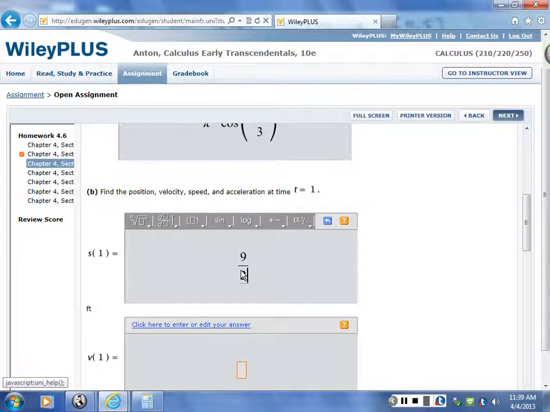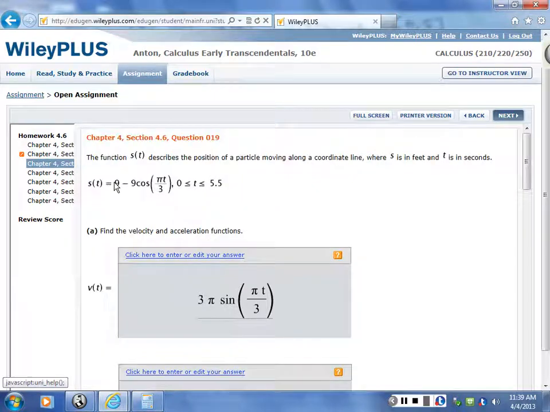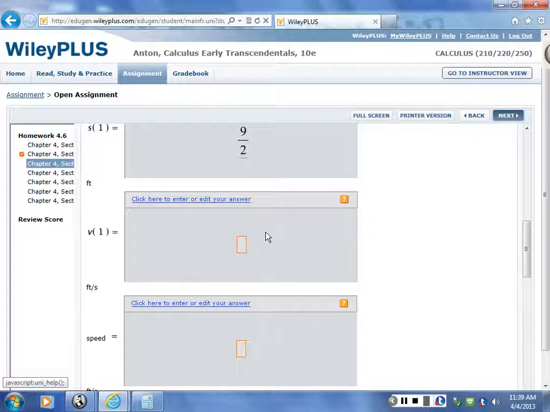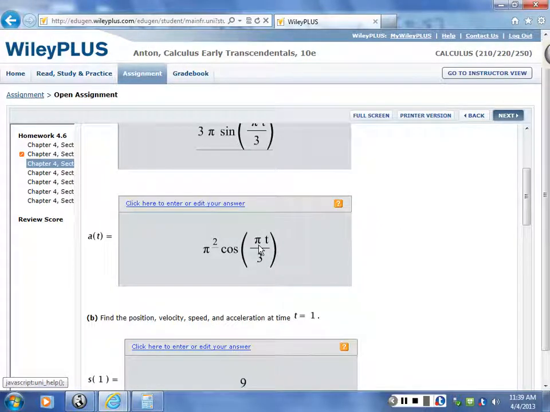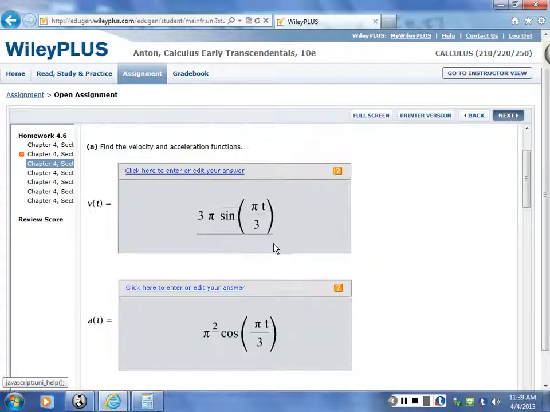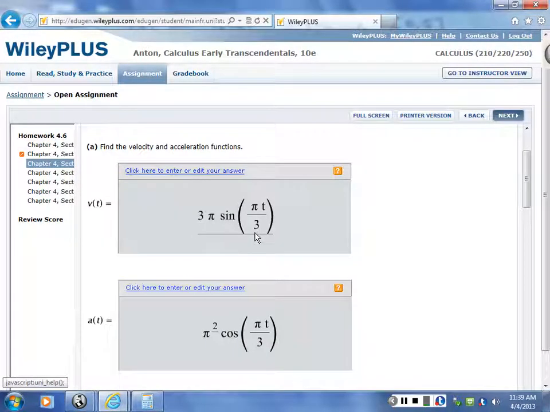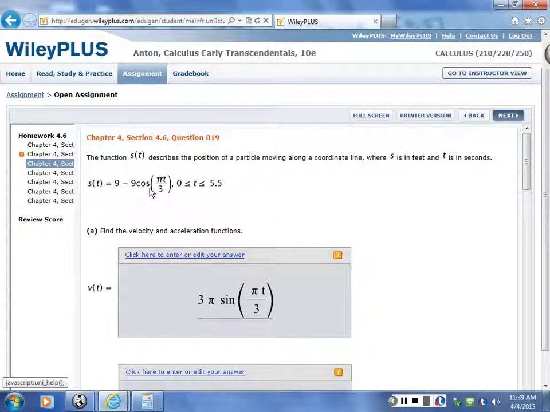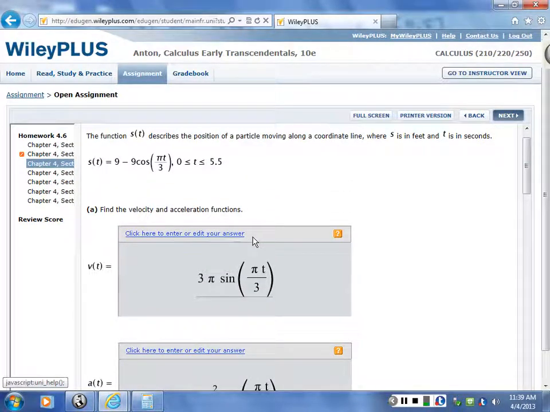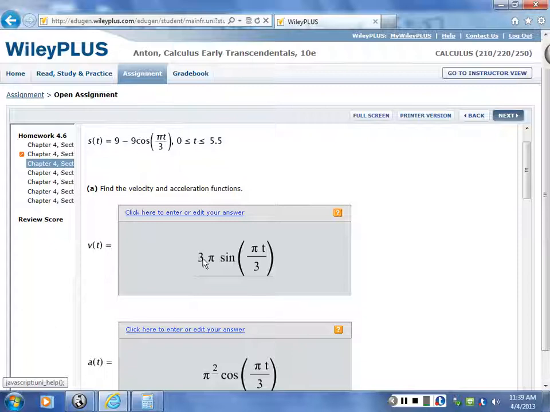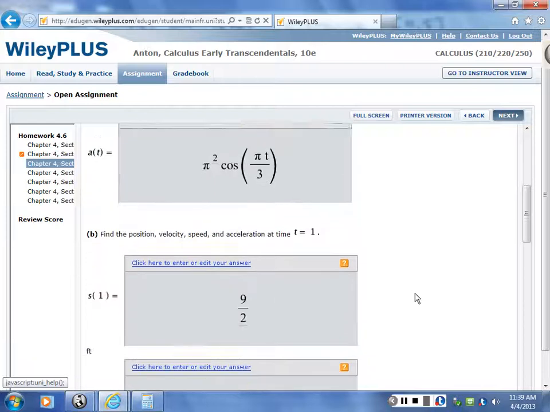9 over 2. 9 minus 9 over 2. So cosine of this is 1/2. Okay. Velocity at 1. So when t equals 1, what's cosine of pi over 3? Square root of 3 over 2, right? Oh, sorry, 1 up more. So sine of pi over 3 is going to be square root of 3 over 2, right? So I have 3 pi square root of 3 over 2. So it should be able to accept that.